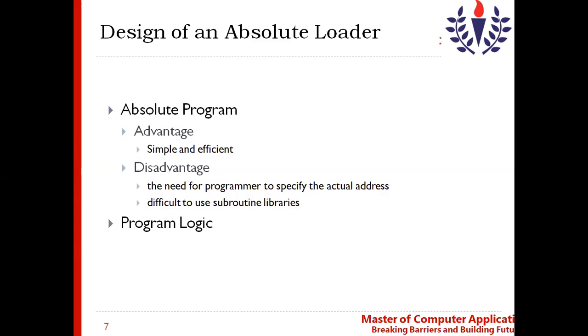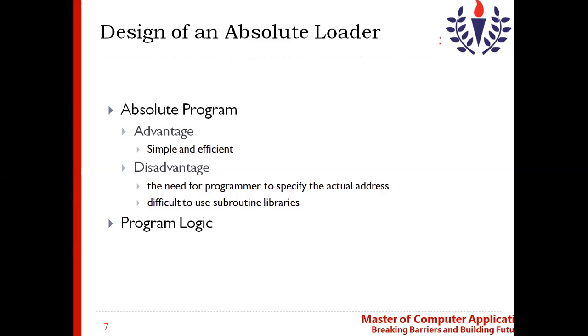But what drawback do we have with this loader, and why don't we go with it? The programmer has to specify the actual address. As I was telling you already, whenever the programmer is writing, the programmer assumes that the program will start from a particular location. So he assumes that the program might start from 0, or the program might start from 1000. But if we need to use the absolute loader, the programmer has to specify the actual address. It should not be a relative address. He has to specify the actual address.